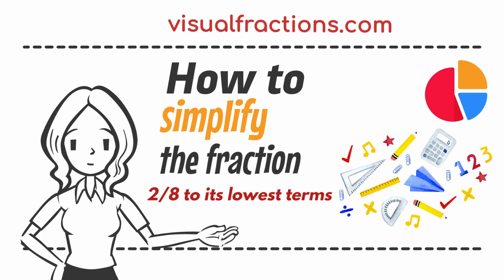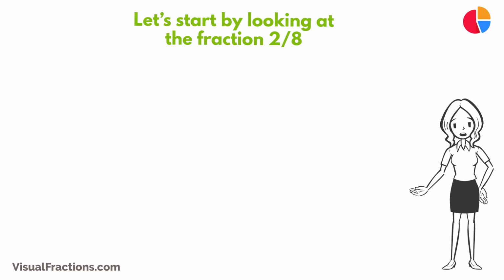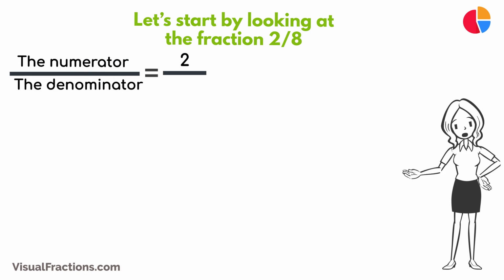Today, we're going to explore how to simplify the fraction 2/8 to its lowest terms. Let's look at the fraction 2/8. To simplify it, we'll divide both the numerator and the denominator by their greatest common factor.